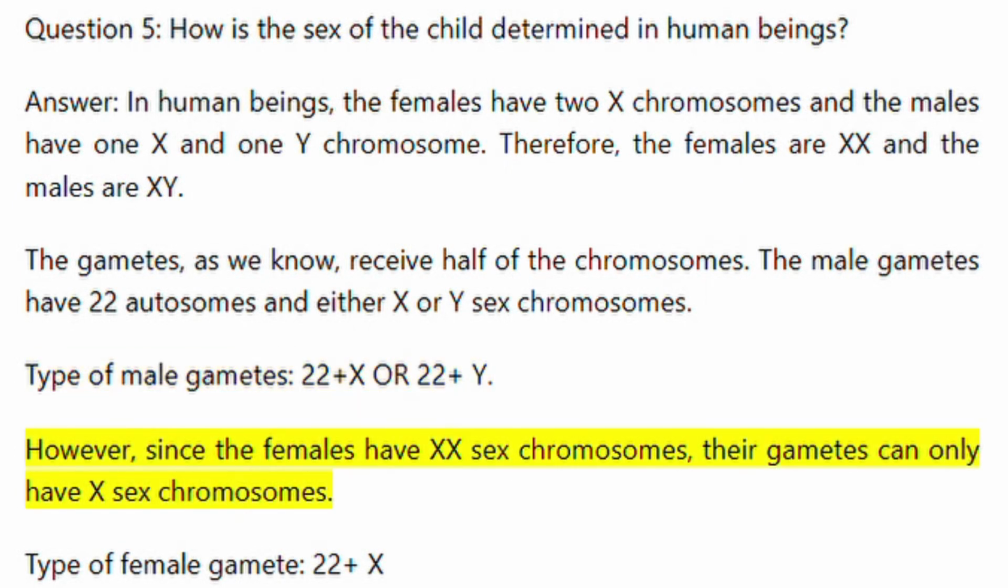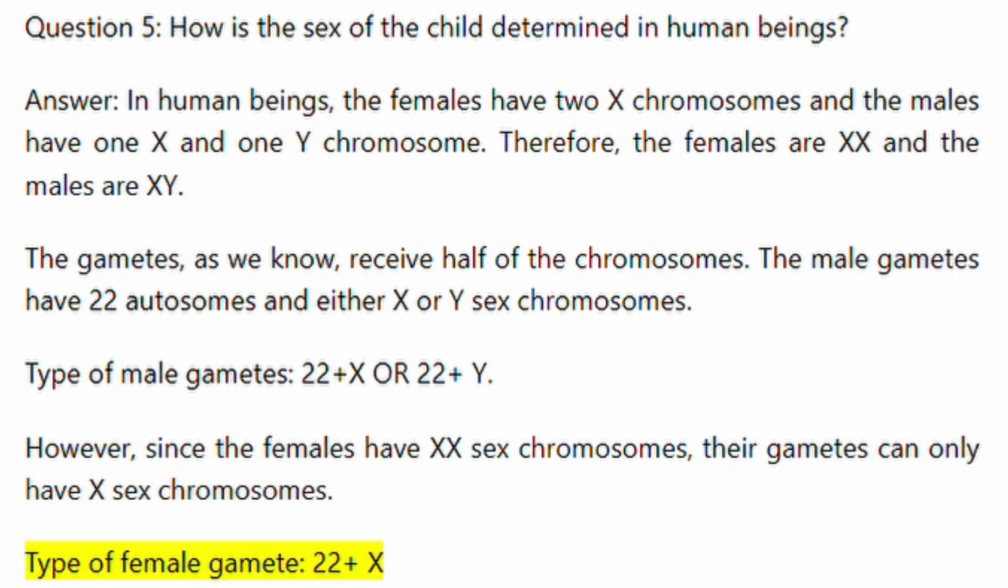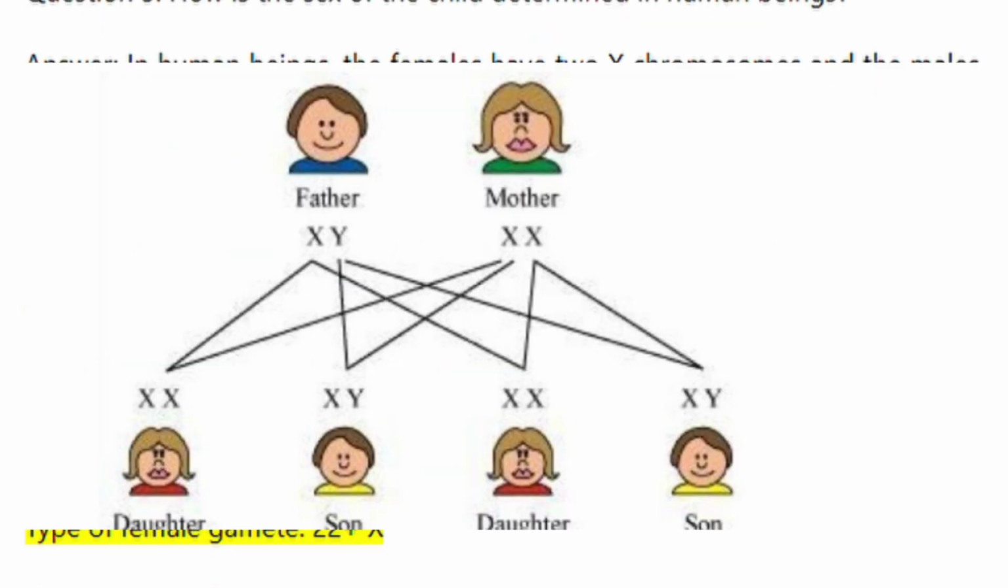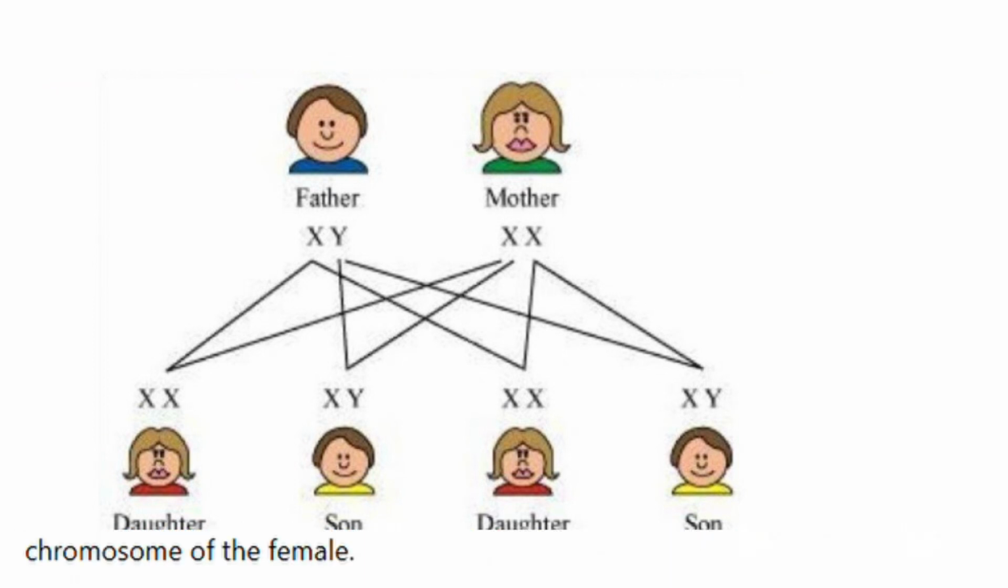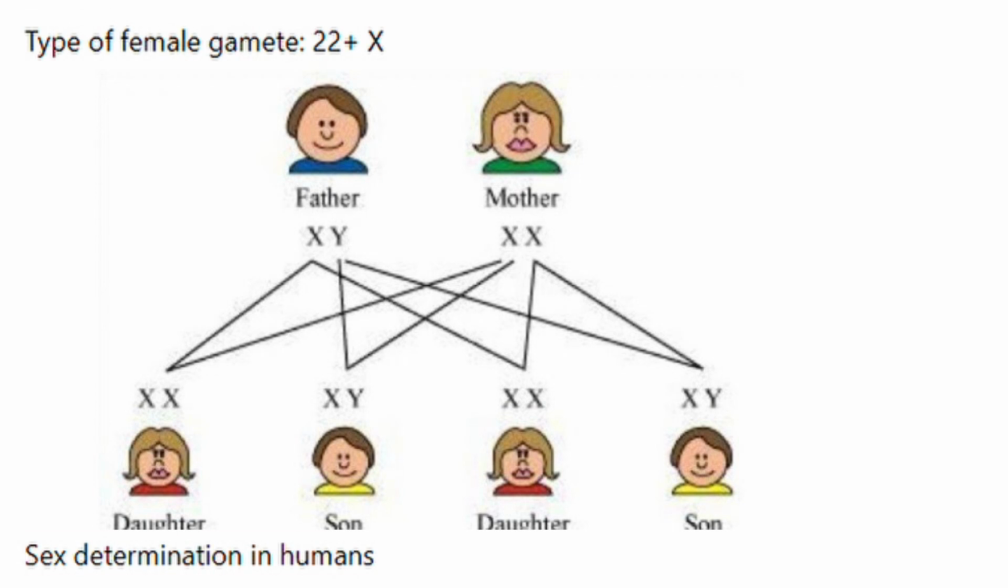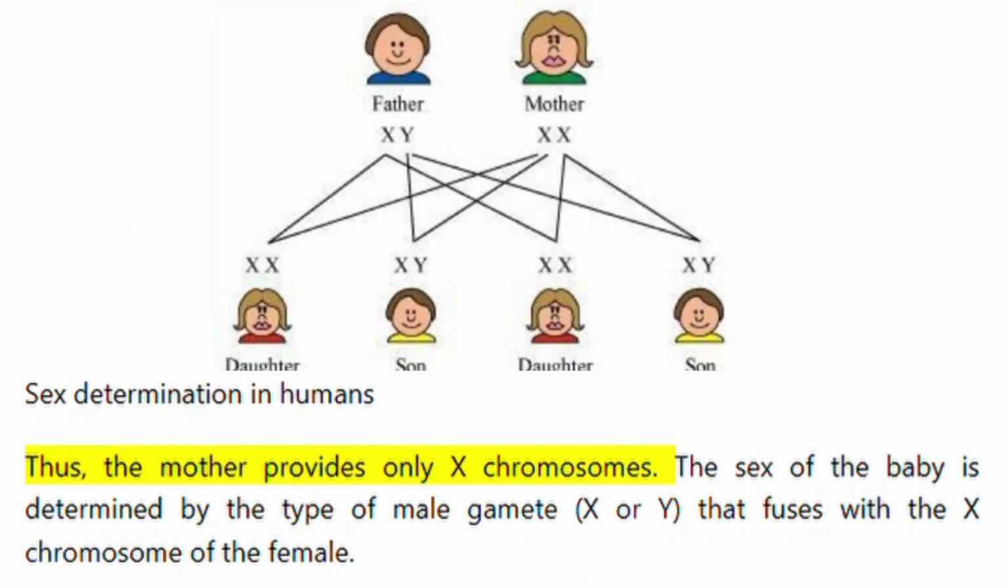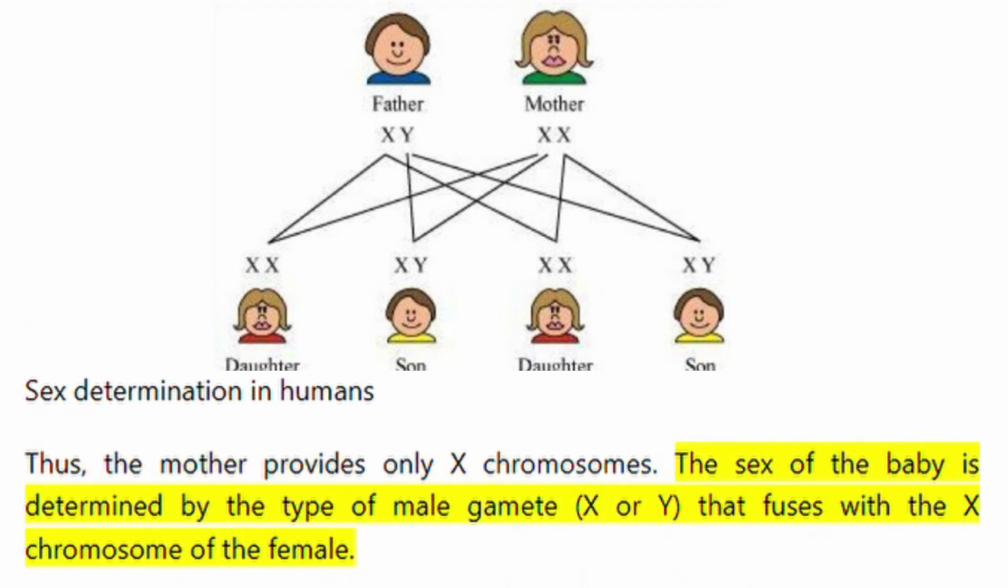However, since the females have XX sex chromosomes, their gametes can only have X sex chromosomes. Type of female gamete, 22 plus X. Sex determination in humans. Thus, the mother provides only X chromosomes. The sex of the baby is determined by the type of male gamete, X or Y, that fuses with the X chromosome of the female.